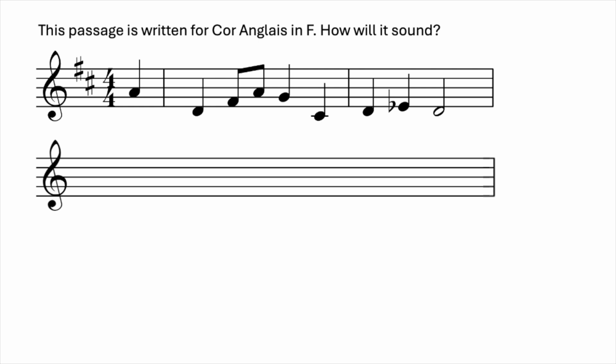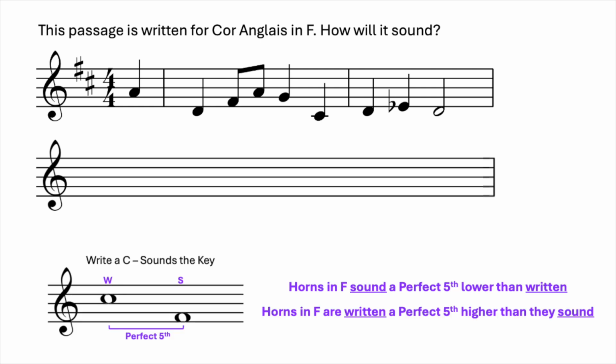This question reads, this passage is written for cor anglais in F. How will it sound? After completing the work on pages 98 and 99 of your workbook, you will know that horns, whether they're French or English, sound a perfect fifth lower than written and are written a perfect fifth higher than they sound. As I highlighted earlier in this video, the first and most important step you must take is working out whether you are transposing from sounding to written pitch or from written to sounding pitch. So let's reread this question and see which direction we need to move.